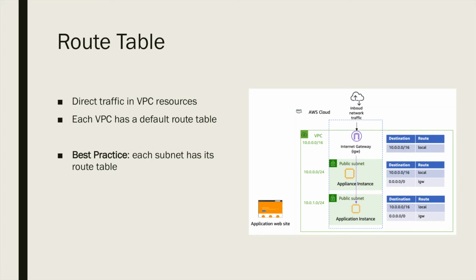Route table. When we want to direct traffic in the VPC resources from one subnet to another subnet, we need to use a route table to set it. We can see an example at the right side of the picture. There are different route tables for different subnets and also for the VPCs. For each VPC, there is a default route table, but as a best practice, we suggest you set a route table for each subnet.